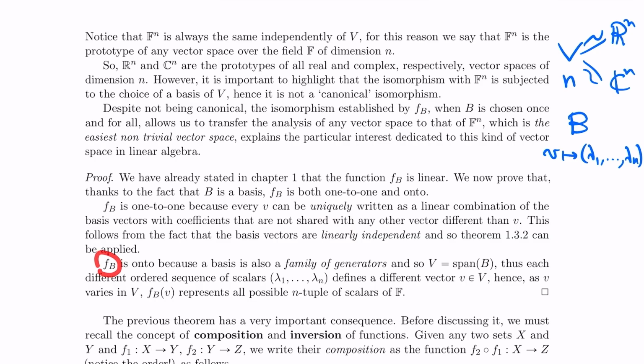Instead, the fact that F_B is onto depends on the other property of the basis vectors, that is, that they form a family of generators. So, as you see, the fact that the basis vectors form a linearly independent family of generators for the vector space V is absolutely fundamental to prove the isomorphism between V and its prototype F^n.